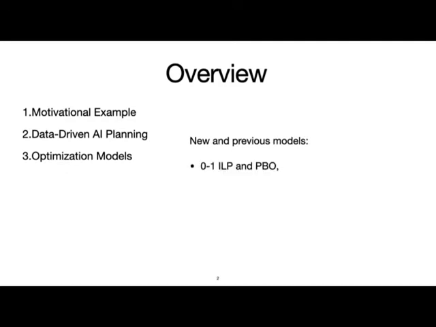We will present a 0-1 integer linear programming model and solve it with both branch and bound solvers and off-the-shelf pseudo-Boolean optimization solvers, that is, RoundingSat. We're going to introduce two new CP models and an existing weighted partial MaxSAT model.